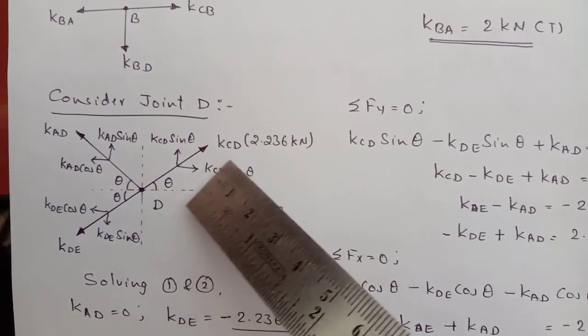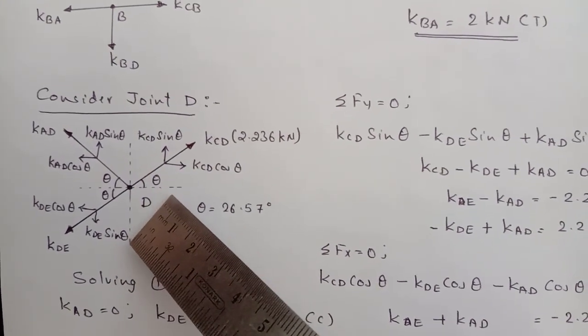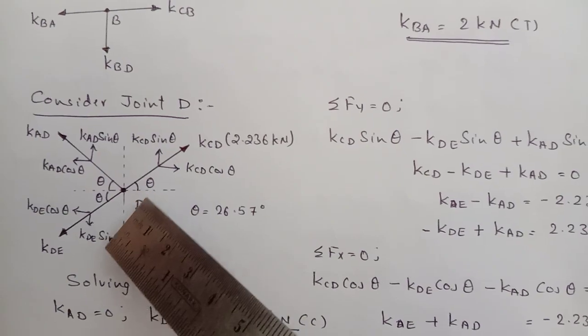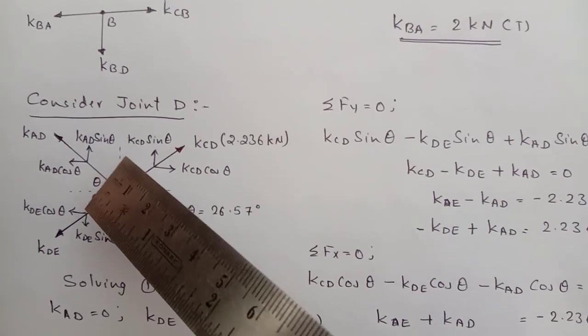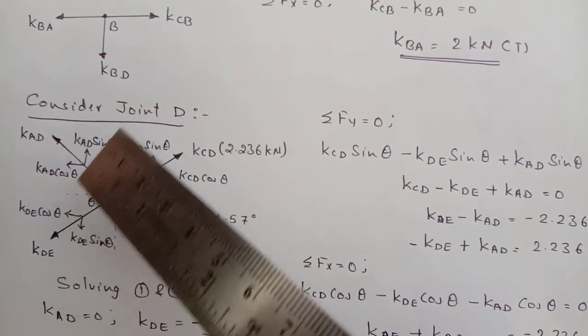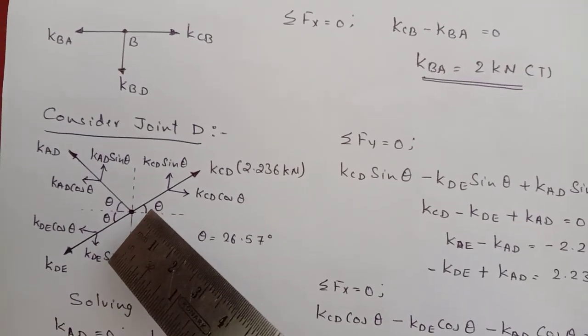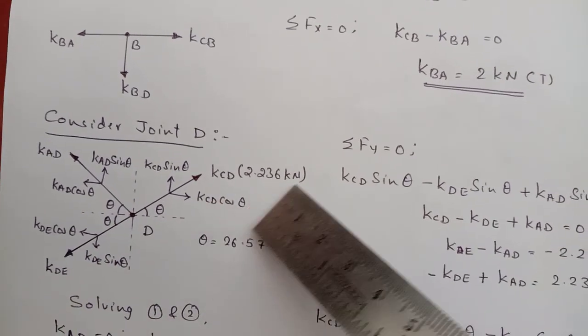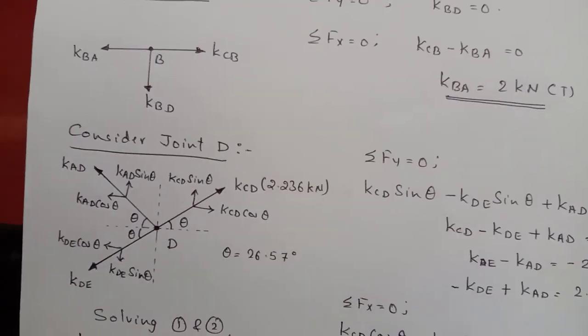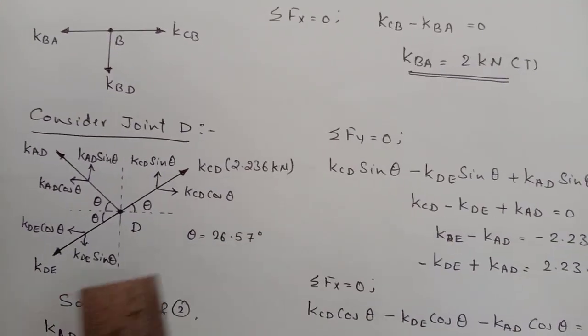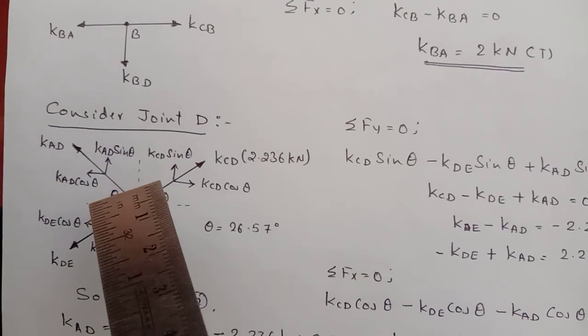At a joint D, there will be 3 member forces meeting. Actually 4 members will be meeting. One more member with the 0 force I have not shown here, that will be KBD or KDB. Now there is a member force KCD, which is a known value 2.236 kilonewton, and it can be resolved into two components, KCD cos theta and KCD sin theta.